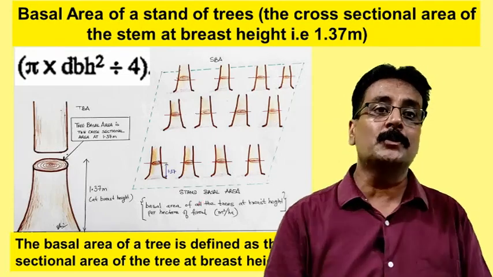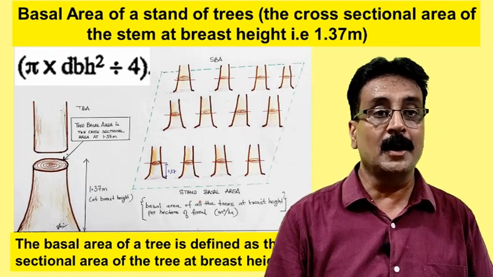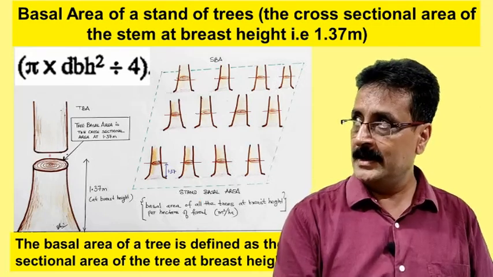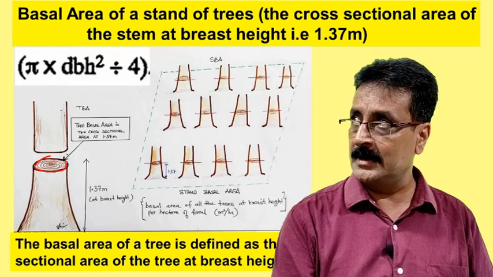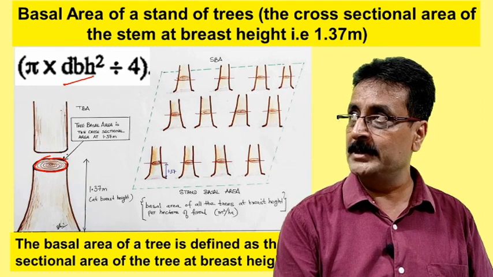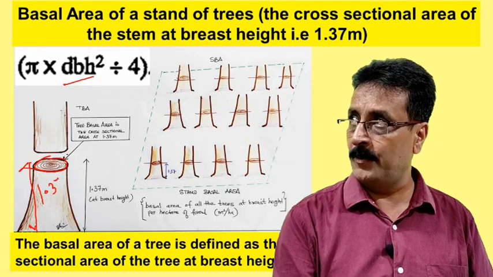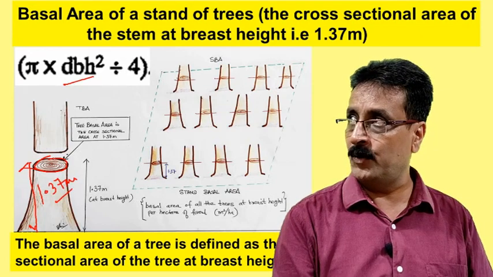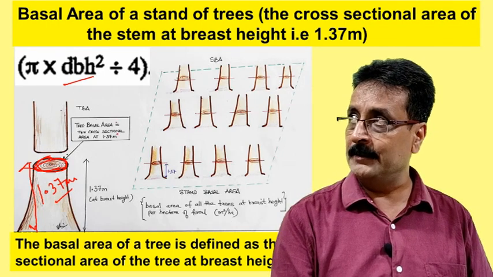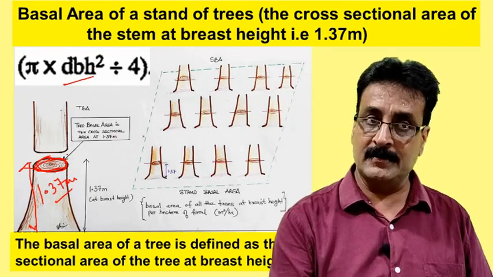Next we'll also learn about basal area. Now what is basal area? This is very important because basal area will give us the calculation of the volume of a full stand, a full forest. Now this basal area is like this, you can see the circle here. This is the area, calculated by pi into DBH, the diameter at breast height, that is at 1.37 meter. This is a standard one. At 1.37, the area here is called basal area. At this cross section, basal area is calculated by pi into DBH square divided by 4.